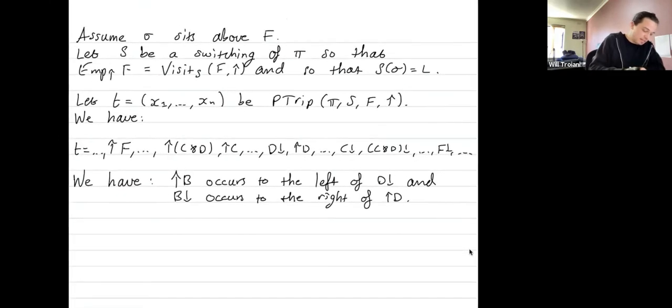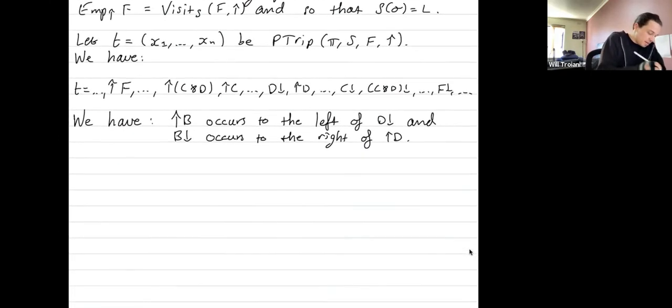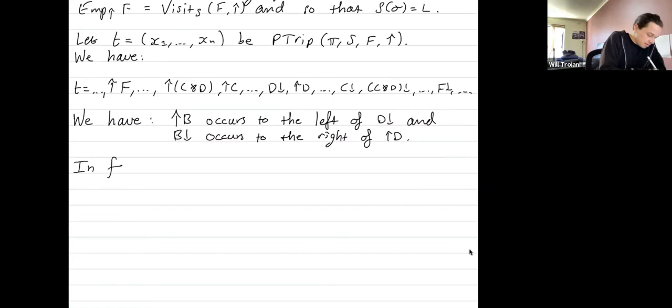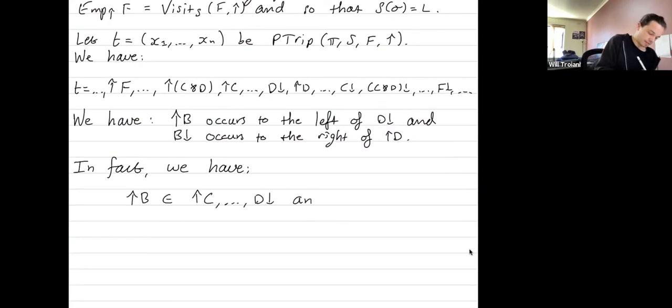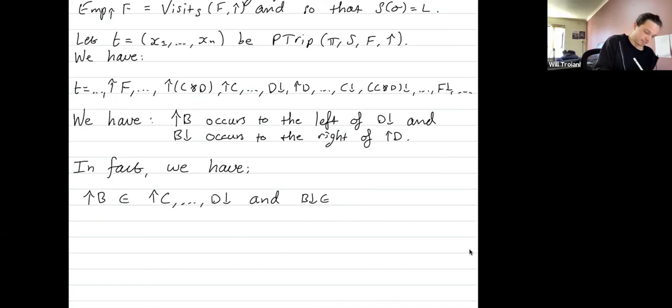Okay, so the core part of the argument is, in fact, we have that up B is an element of this subsequence, and B down is an element of this subsequence.